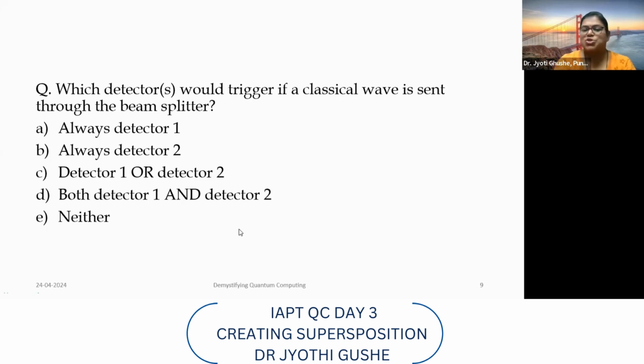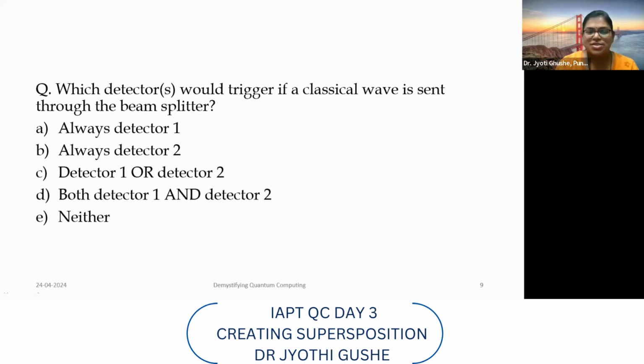Yes, now the answer has changed to D. Some are saying it is B, it is both, it is A. So the correct answer is D, that it will be triggered in both the detectors, detector 1 and detector 2, because it is showing a wave nature. Fantastic. Let us move ahead.